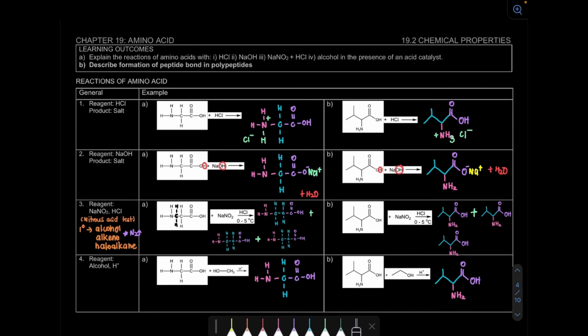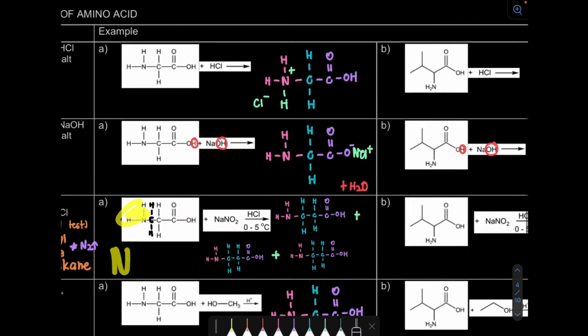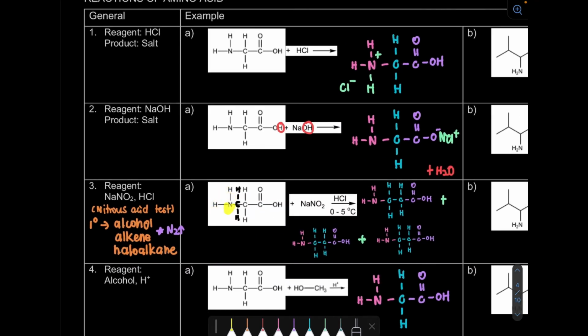So right now let's look when we react it with NaNO2 HCl. So this is basically what you have learned in chapter 18, which is a nitrous acid test. And for your amino acids, sebab adalah NH2, N ni bonded to 2 of our hydrogen, and this N only attached to only one carbon. So dia adalah primary amine. So kalau primary amine ni dia punya produk banyak sikit. Ada alcohol, alkene, haloalkane, and the most important bit is actually our nitrogen gas.